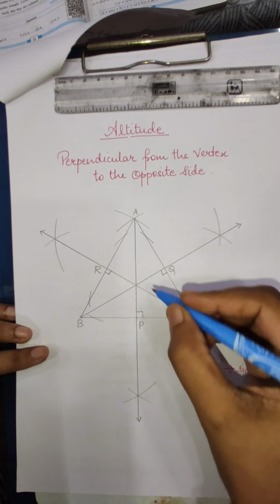Now if you see, they meet each other at a single point. So this point is your O. And we have already studied what is O. O is your orthocenter. We have already studied this. Correct. So here we have completed with the construction of altitudes of an equilateral triangle.